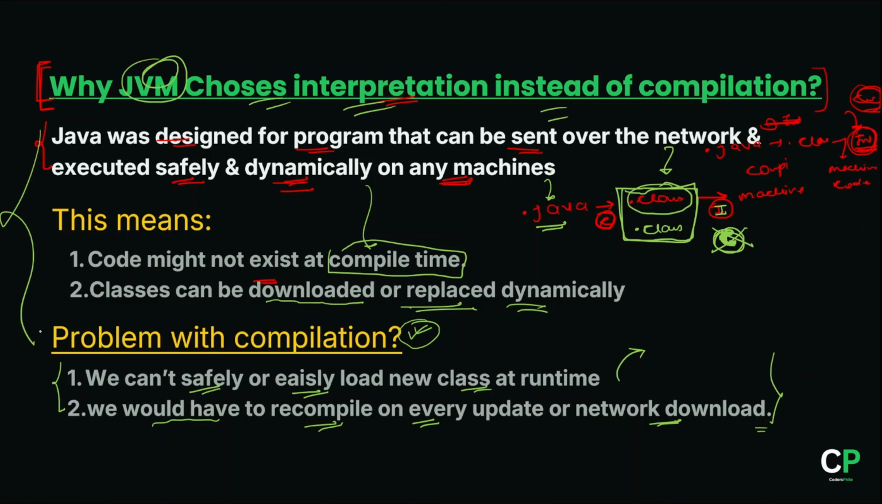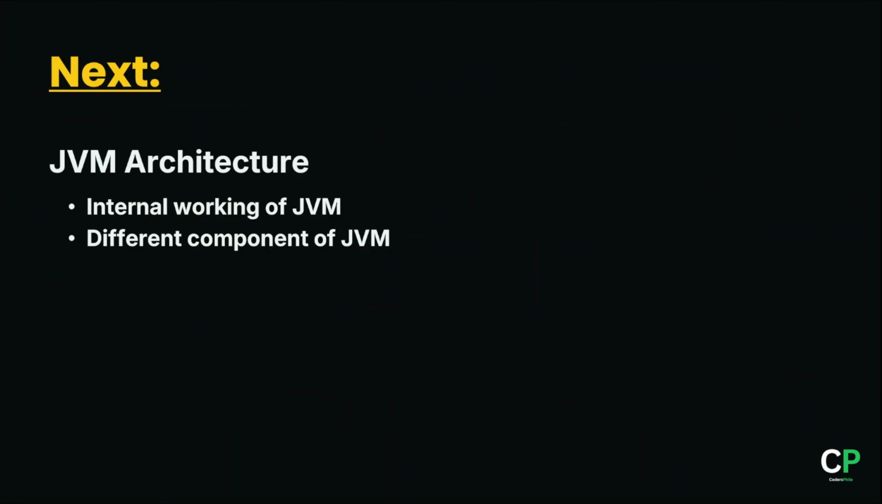I hope you understood how Java code is executed on the user machine, why there is a need for the two-step approach, and why the JVM chooses interpretation instead of compilation. So this takes us to the end of the video.